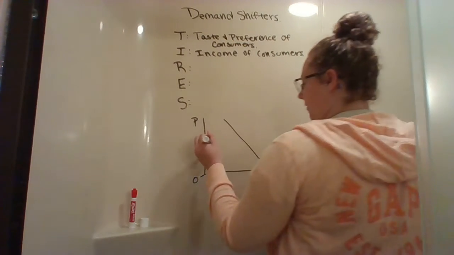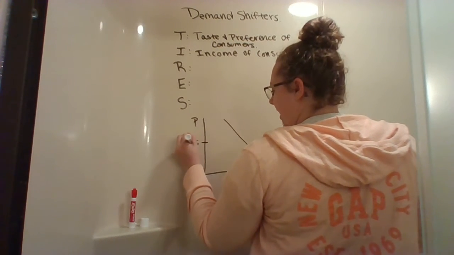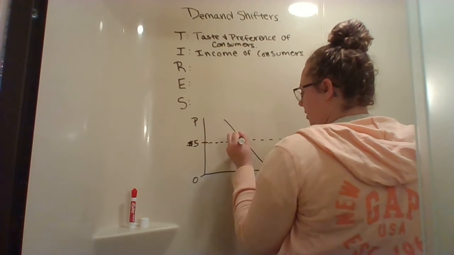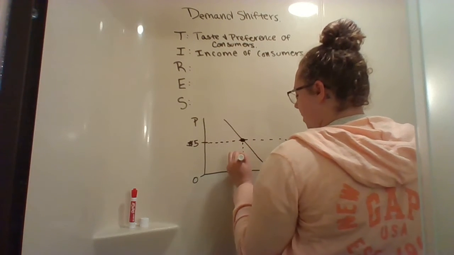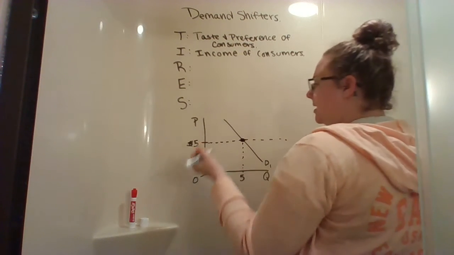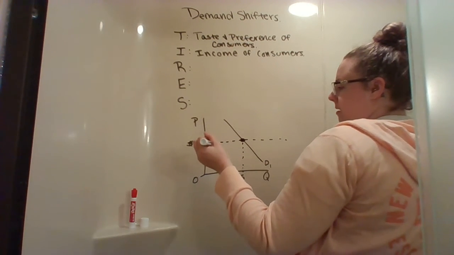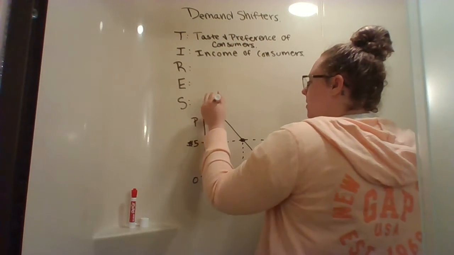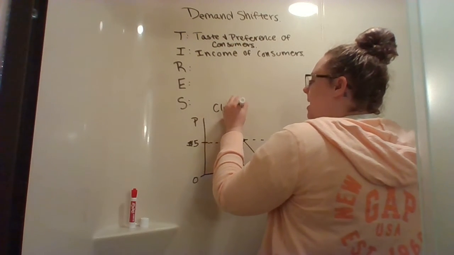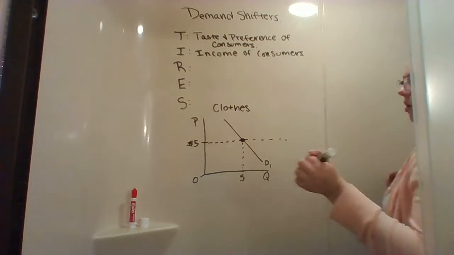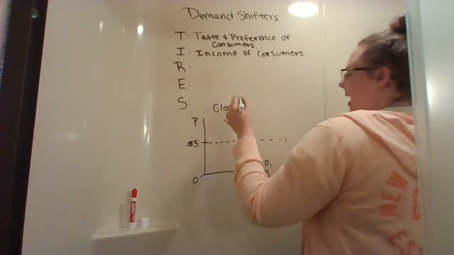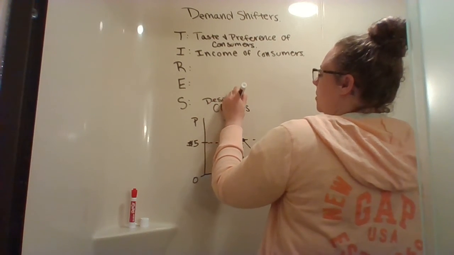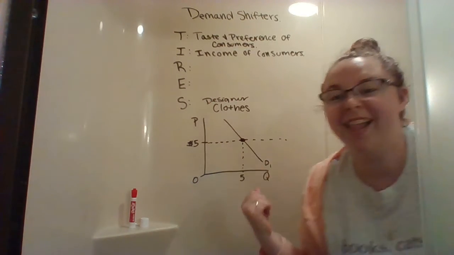Now, hold on, I forgot a part of this. Let's say we're at $5 for an item, and here, let's say quantity demanded, it was at 5. Let's say something that's not necessarily a need or clothes. I mean, it's a need, but like right now, you don't necessarily. Anyways, like designer clothes, okay? Designer clothes. We'll go with that. I like that much better.